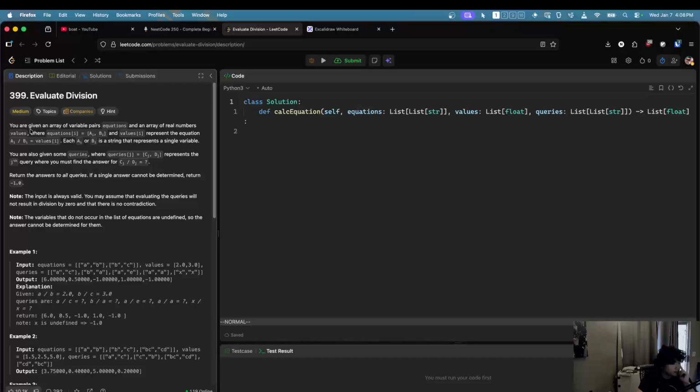So evaluate division. You're given an array of variable pairs equations and an array of real numbers values, where equations[i] = [A, B] and values[i] represents the equation A divided by B, where A or B is a string that represents a single variable. You're given some queries where queries[j] = [C, D] represents the jth query where you must find the answer for C divided by D. Return the answers to all the queries. If a single answer cannot be determined, then return -1.